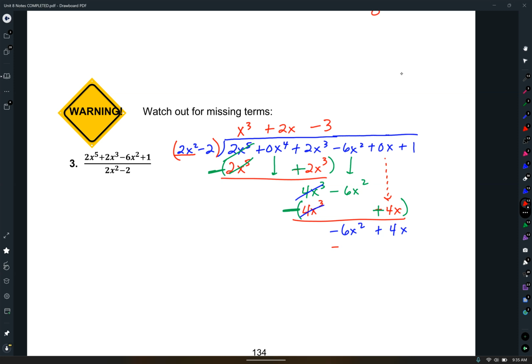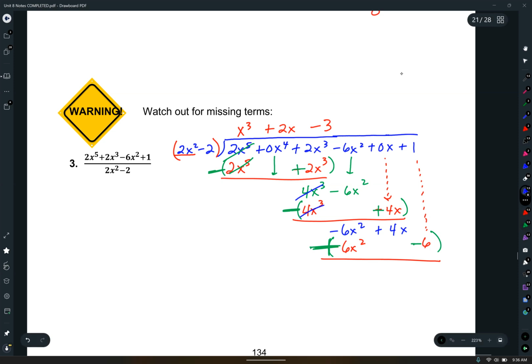So I'm going to have negative 6x squared. Negative 3 times negative 2 is positive 6. But again, I'm not going to put my positive 6 under the 4x because it's not like terms. I'm going to put it underneath this 1. So this is my positive 6. Draw my line. And then when I do my subtraction, keep in mind, I'm distributing, so this is going to become a plus, this is going to become a minus.